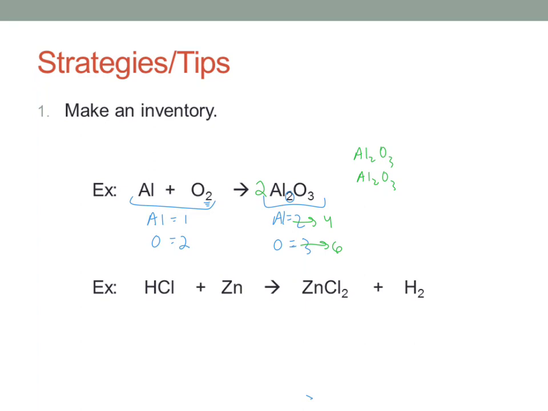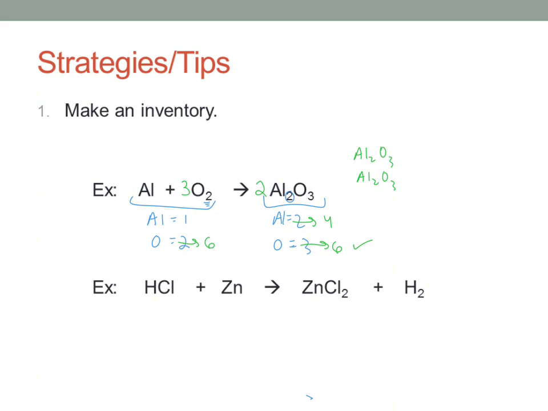If I want to get 6 oxygens on the left-hand side, I just need to put a 3 in front of this O2 to give me a 6. So I've fixed my oxygen problem. I have 6 on the left, 6 on the right. Great. But if you're looking at this, now I've got an aluminum problem, right?